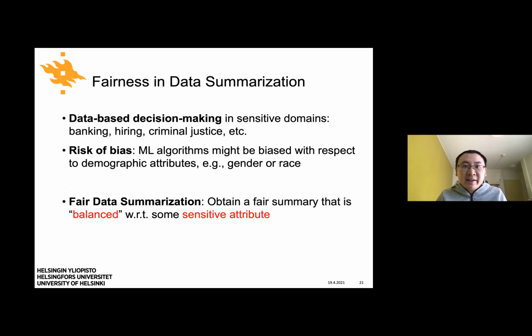The third problem considered in this talk is the fair data summarization problem in data streams. First, fairness is an important issue in data summarization because data-based decision-making has been used in many sensitive domains, such as banking, hiring, and criminal justice. The usage of data-based decision-making brings the risk of bias. Machine learning algorithms may be biased with respect to some demographic attributes, such as gender and race. So we consider the fair data summarization problem, which aims to obtain a fair summary that is balanced with regard to some sensitive attribute.